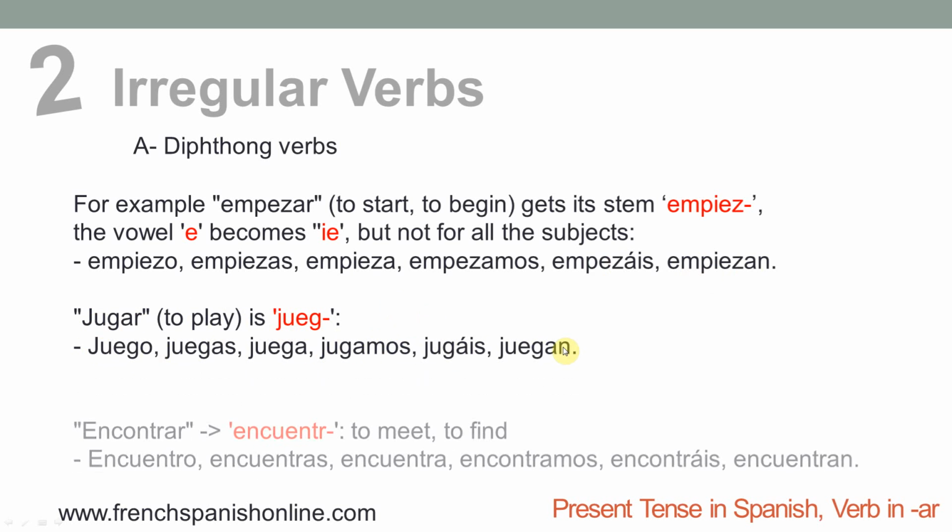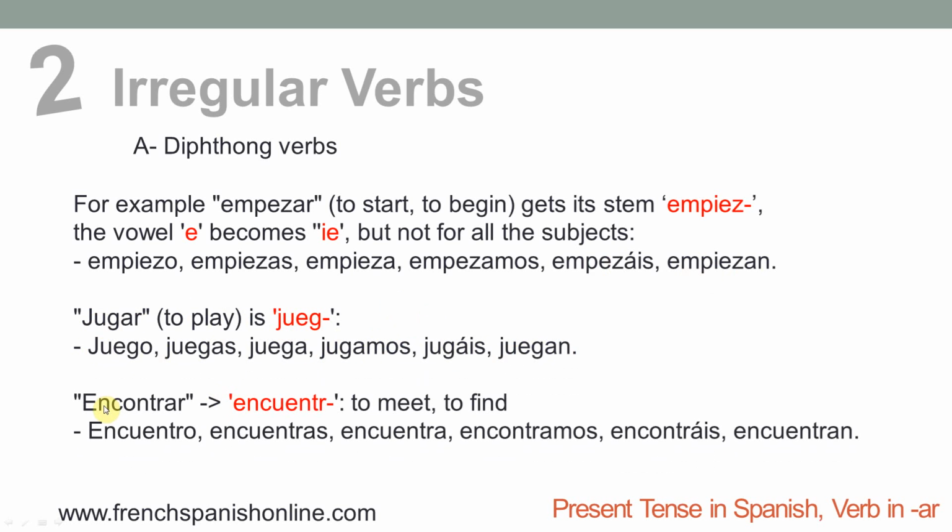Finally, another verb, encontrar, to meet or to find. Here the letter O becomes UE, and we have encuentro, encuentras, encuentra, encontramos, encontráis, encuentran. So actually you need to know these verbs by heart. You can't guess when they are diphthong verbs or not. So here we have three of them, so learn them, but you will meet more in your lessons.